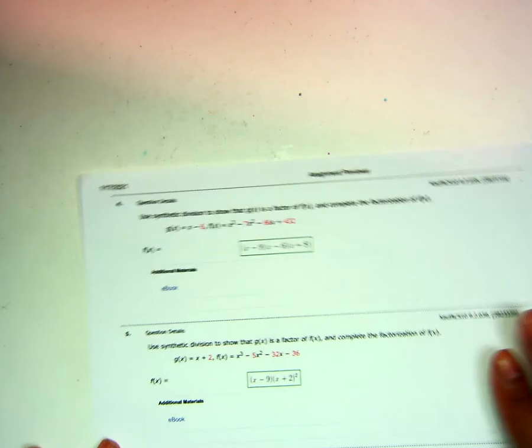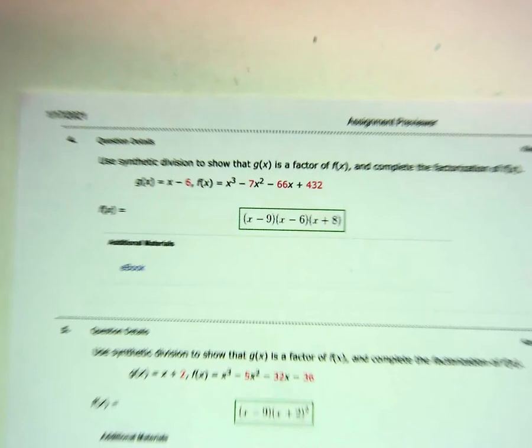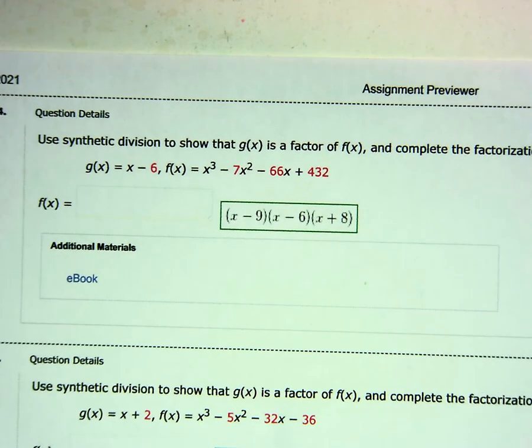Here's more synthetic division. So let's look at number 4. Once again, your highest degree or your highest exponent is 3, hence the polynomial has a degree of 3. And it wants to know if x minus 4 is a factor. I'm sorry, x minus 6 is a factor, my apologies. So let's figure it out.